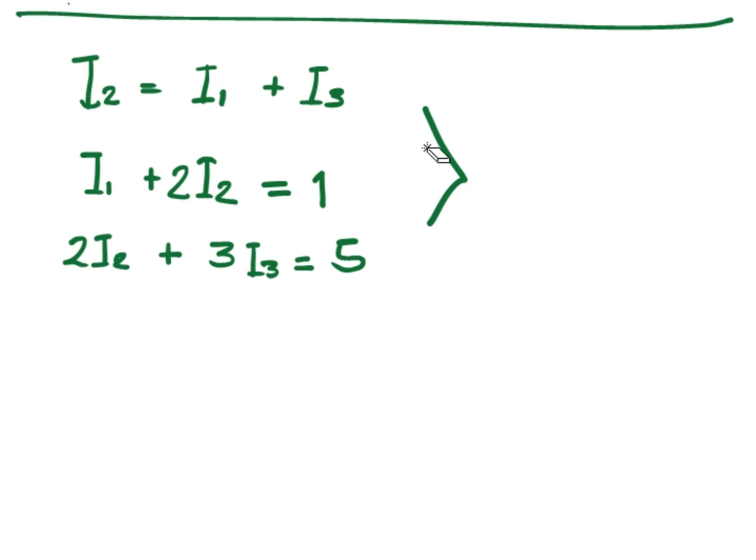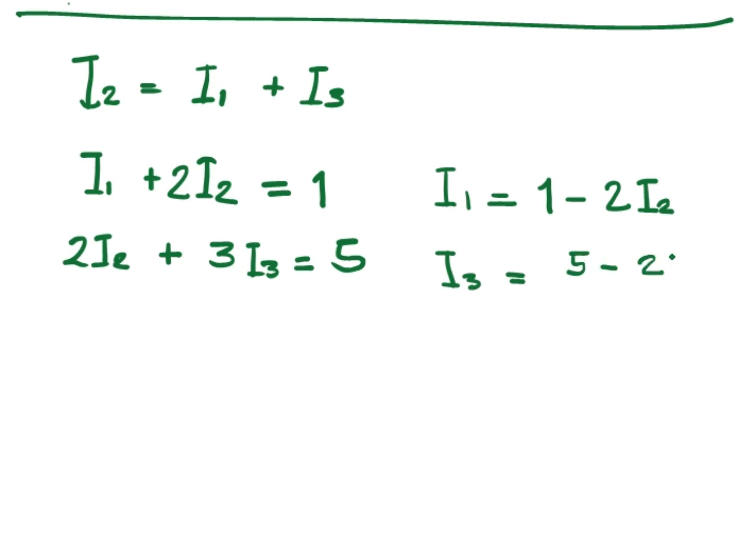2 we can have I1 is equal to 1 minus 2I2, and from equation number 3, I3 can also be expressed in terms of I2, in which I3 is equal to 5 minus 2I2 all over 3. So we have now I1 in terms of I2 and I3 in terms of I2.